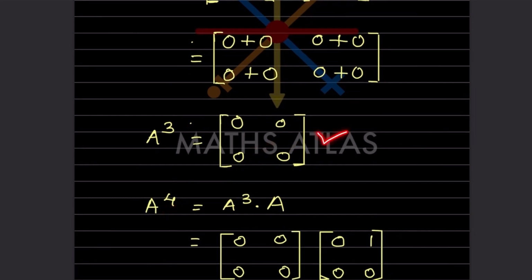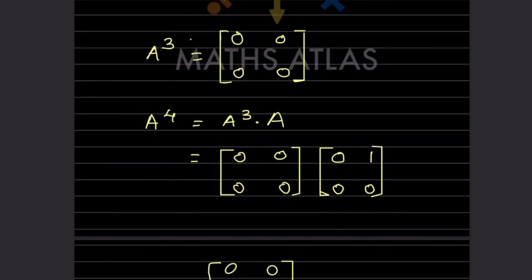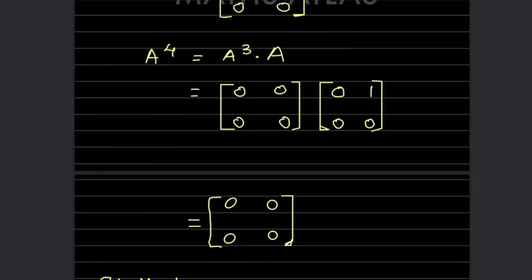A4 means we know A cube into A will be A4. So A cube, let us write this one as it is. Now for A, we know that A is 0, 1. Again when we multiply, you can just check this, then this, then that is done. This, and this one. So you get 0, 0.